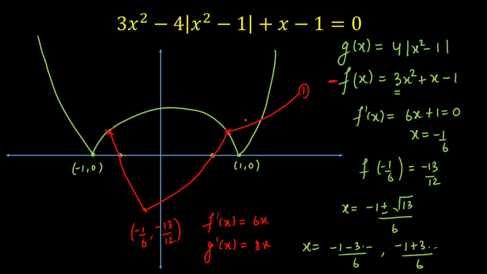Again, I'm saying the diagram is not proper, so it'll be something like this. Why? Because the rate of change of g of x is more than f of x. So clearly we'll be having in total 4 solutions. So that is the final answer, and that will be the number of real roots for this equation.